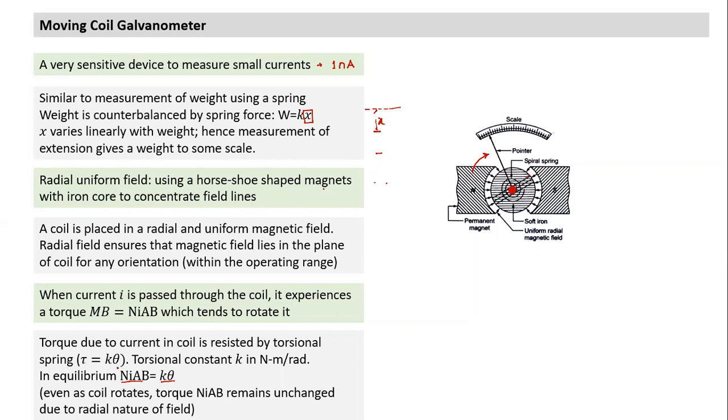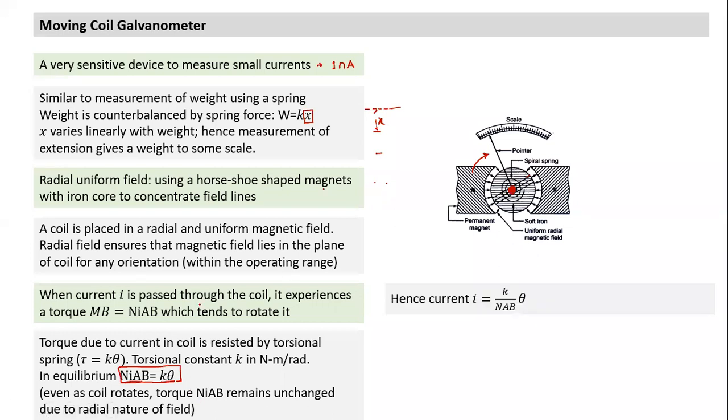This is the only important part of what we have done so far. We equate the two torques. This is the rotating torque. Why is the sin theta term not coming? Because for any orientation within a particular range of angular displacement, the angle between the M vector and the B vector is 90 degrees because of the radial field. So even as the coil rotates, the torque NIAB remains unchanged due to the radial nature of the field. So that's the equation we get here.